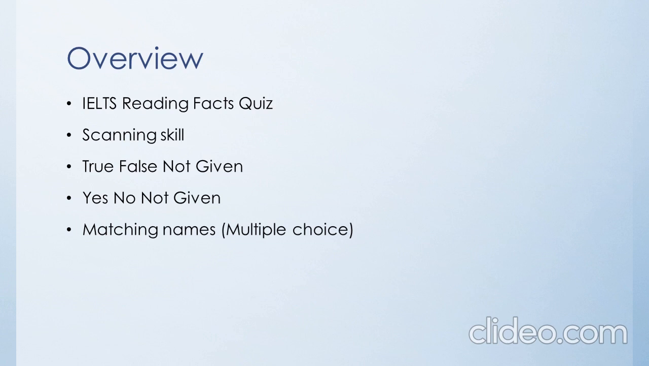Then we'll be talking about the difference between true, false, not given, and yes, no, not given, because most of the students think that they are the same, but in fact they are quite different. And the last one, I'll introduce one type of multiple choice, which is matching names, which is quite similar actually to yes, no, not given. Okay, let's begin.